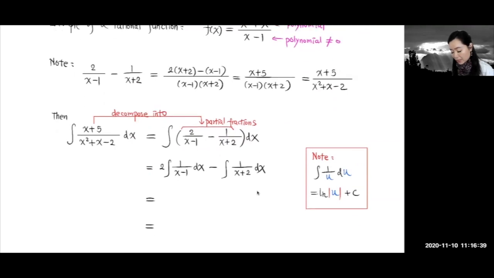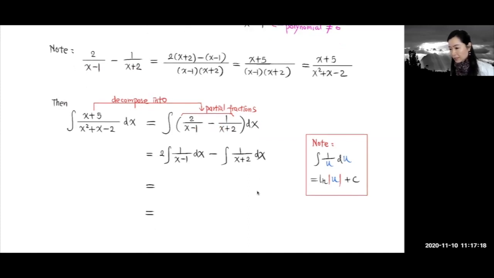So when I integrate this rational function, the same one that you have over here, I can decompose it into the sum or difference of these partial fractions, because that is equal to this. So what's the advantage of expressing this into this? Why do we want to decompose that into a sum or difference of partial fractions? If you look at the next step, if I decompose this into the difference of these two partial fractions, I can separate them this way. The 2 here is a constant multiple, so it goes outside. Then integrate 1 over x minus 1, and subtract the integral of 1 over x plus 2.